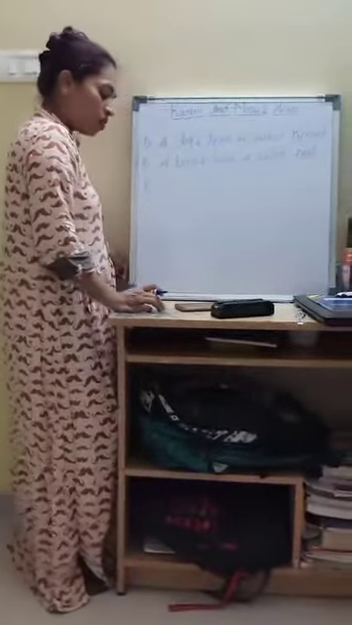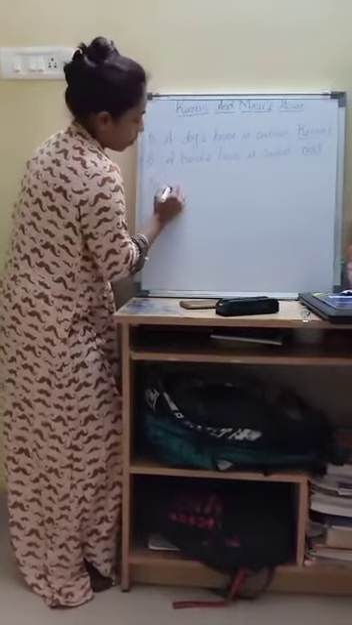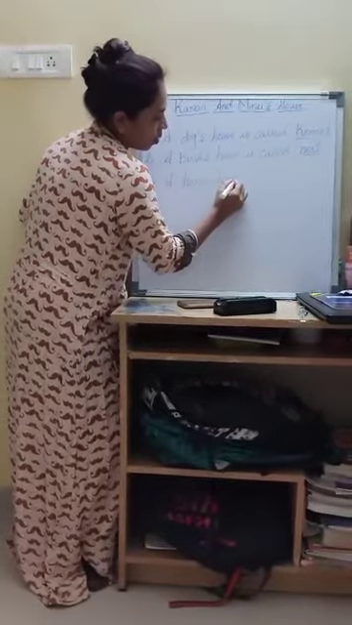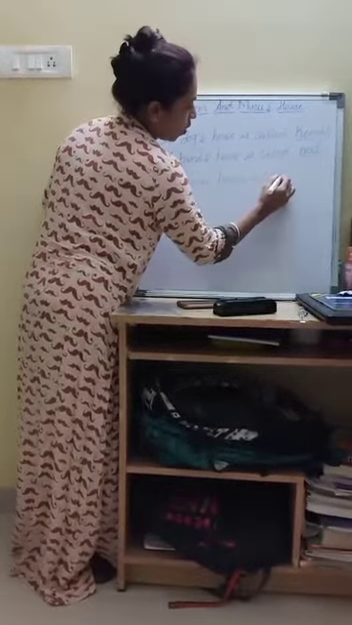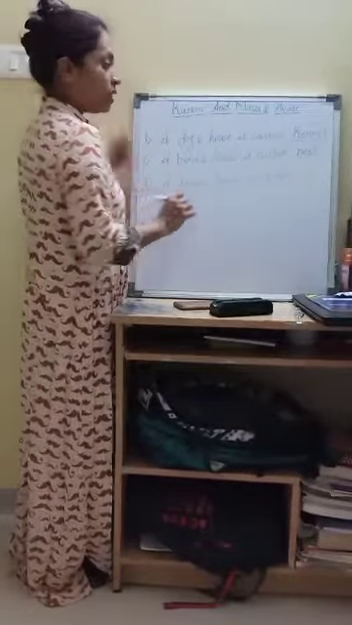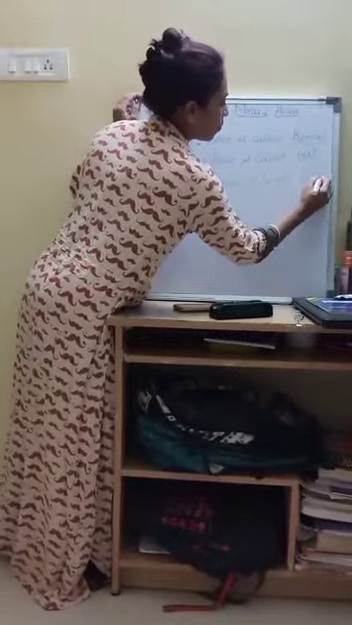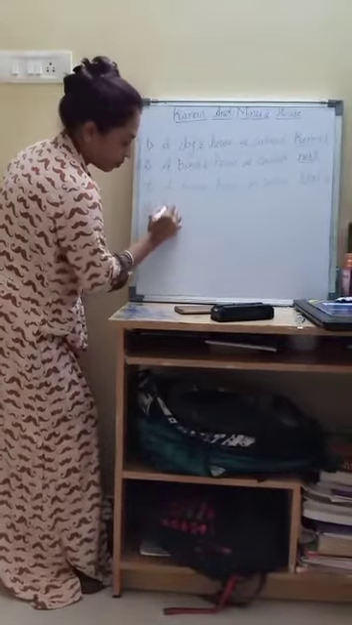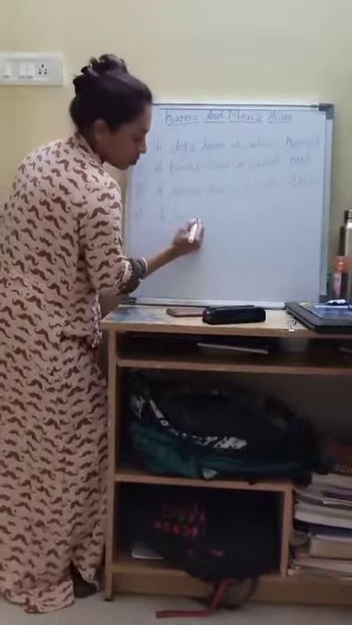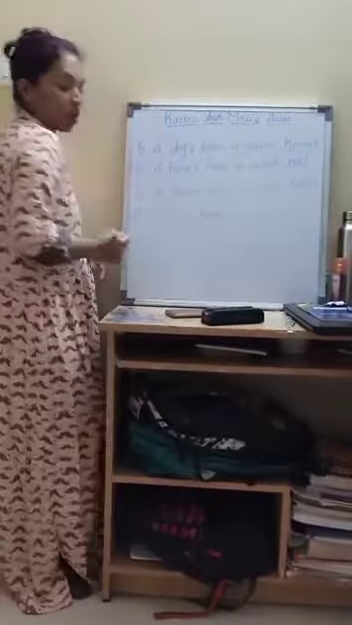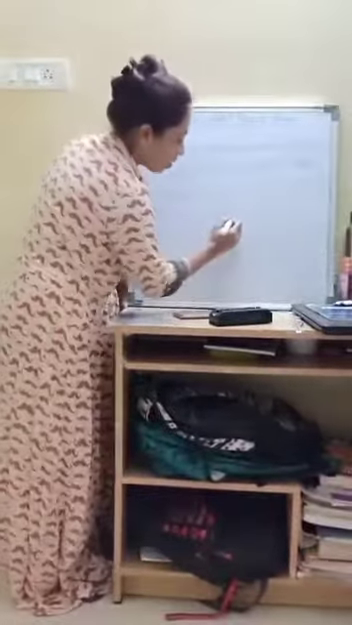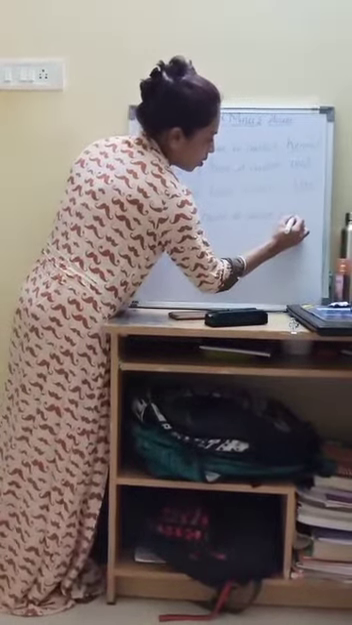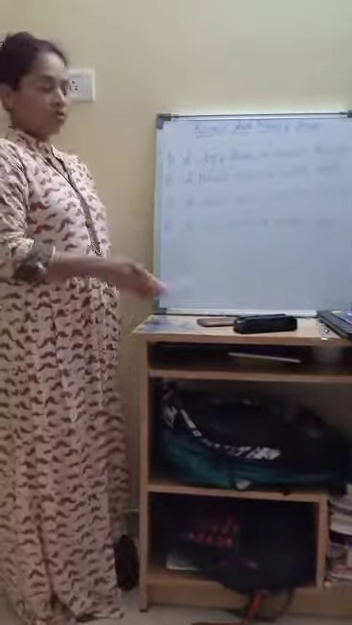Next, a horse's house is called what? Stable. Next is a lion's house. Where does the lion live in the jungle? A lion lives in a den, guhe in Kannada. A lion's house is called a den.